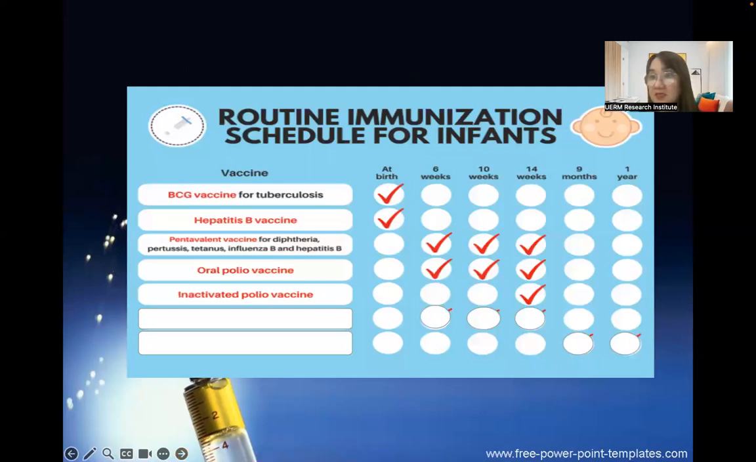So the next vaccine includes 3 doses of oral polio vaccine given at 6, 10, and 14 weeks of age, and a single dose of inactivated polio vaccine given intramuscularly with the 3rd dose of the oral polio vaccine at 14 weeks.